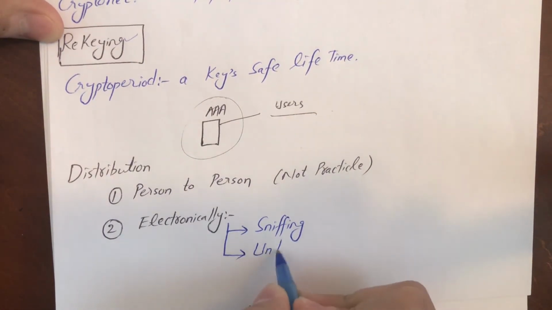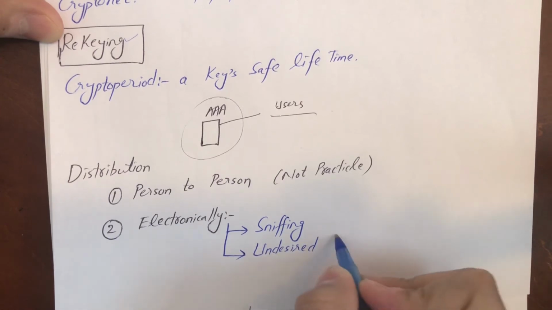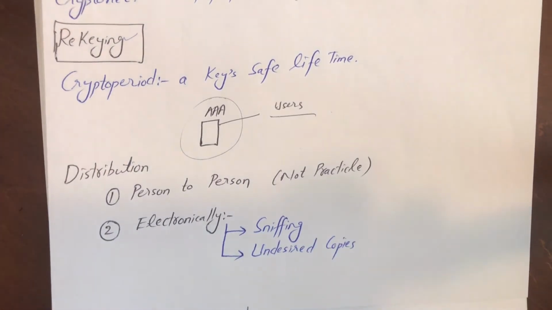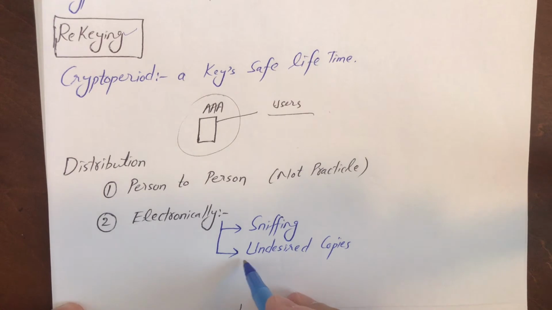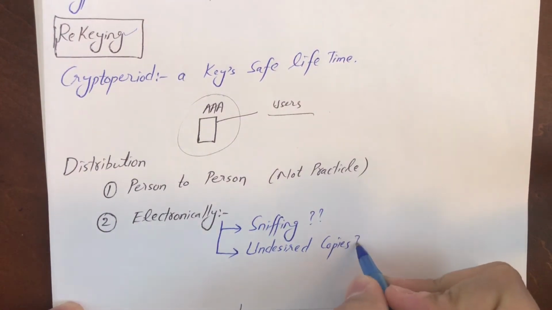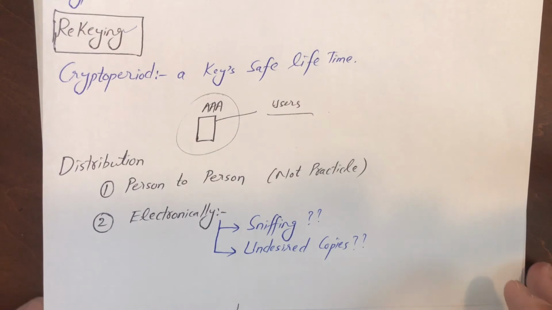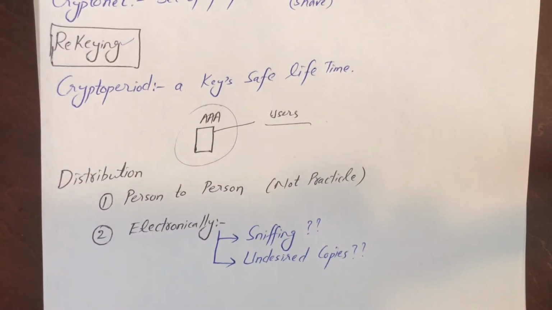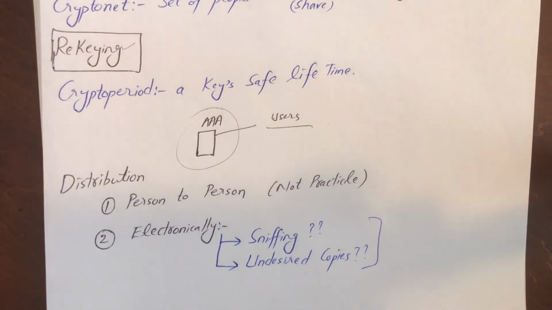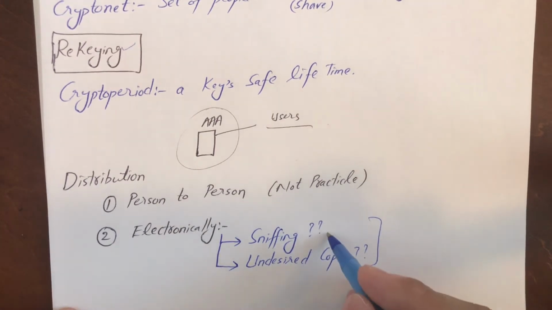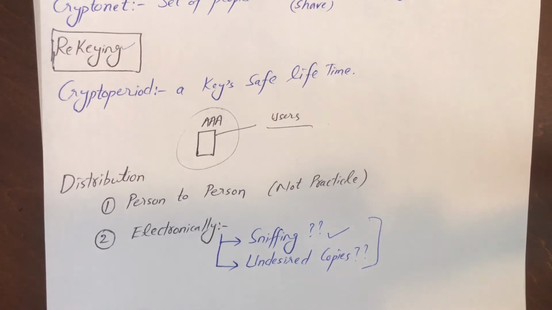Secondly, people can make undesired copies. You don't want them to make copies of your private key, or distribute your private keys illegally, to compromise the system or to launch a DOS attack. So sniffing is a problem. How can you make sure people will not make undesired copies or start distributing the keys to other unauthorized people? These are the two problems that we will talk about. Let's understand how we can avoid sniffing and how we can avoid undesired copies.